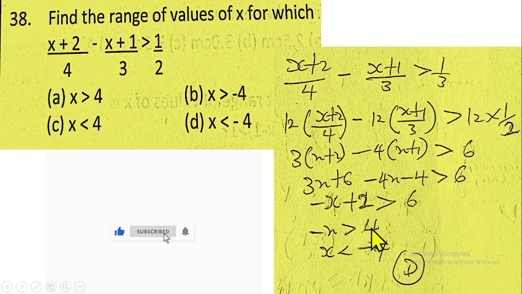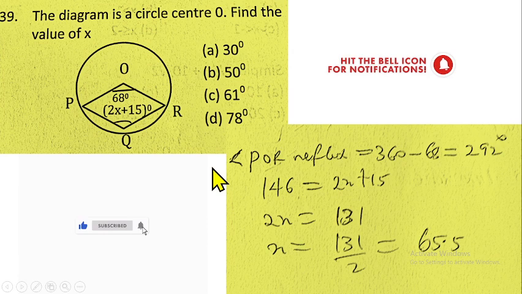So if you divide both sides by minus 1, that will give s is less than minus 4. And option D is the correct option, s is less than minus 4 rather. Option D is the correct option. Question number 39 is on circle geometry.